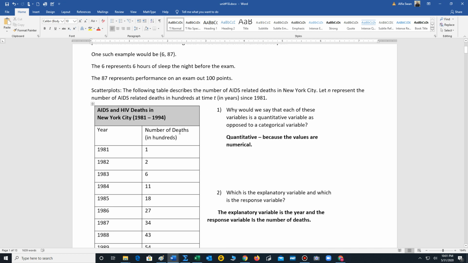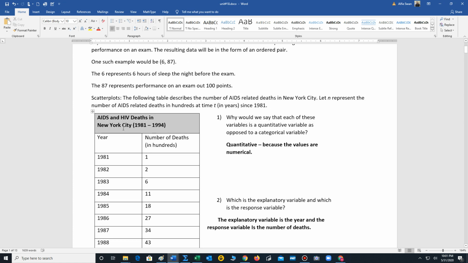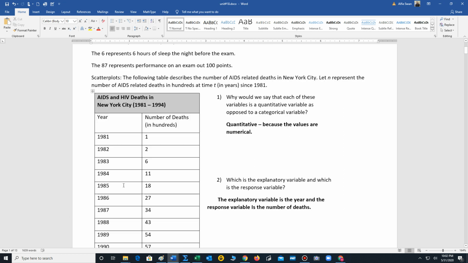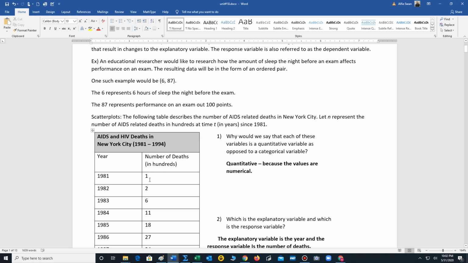Let's take a look at a list of bivariate data. Okay, so the data represents the age-related deaths in New York City from the year 1981 to 1994. And the deaths are in hundreds. So 1 represents 100, 2 represents 200, etc. So we have a few questions that are posed to us regarding the data set.